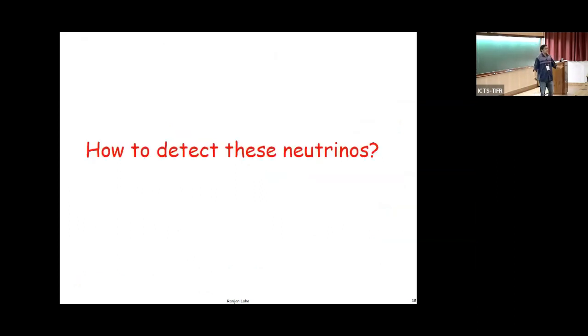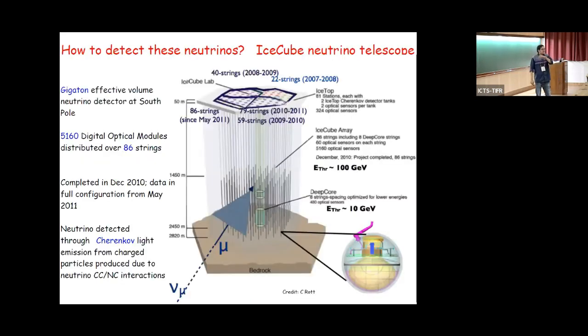So how do you detect these neutrinos? We have a fantastic telescope which can do this: IceCube. IceCube is a cubic kilometer detector. Devanjan is an expert on this thing. Basically, it's a detector in Antarctica. You go to Antarctica, you dig holes, you put photomultiplier tubes, you let the holes freeze. These are all the details. I can go over all the details if you want.